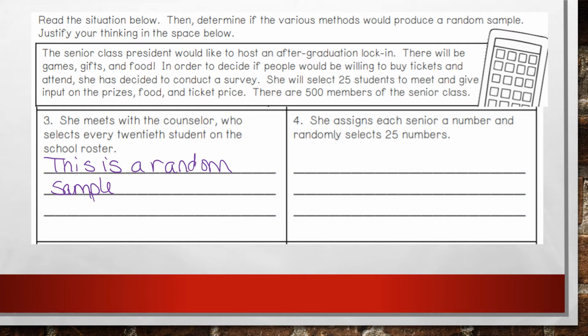She assigns each senior a number and randomly selects 25. This is also a random sample, because there is a specific method to picking the people who are going to be surveyed, and it did give every student the opportunity to be included.